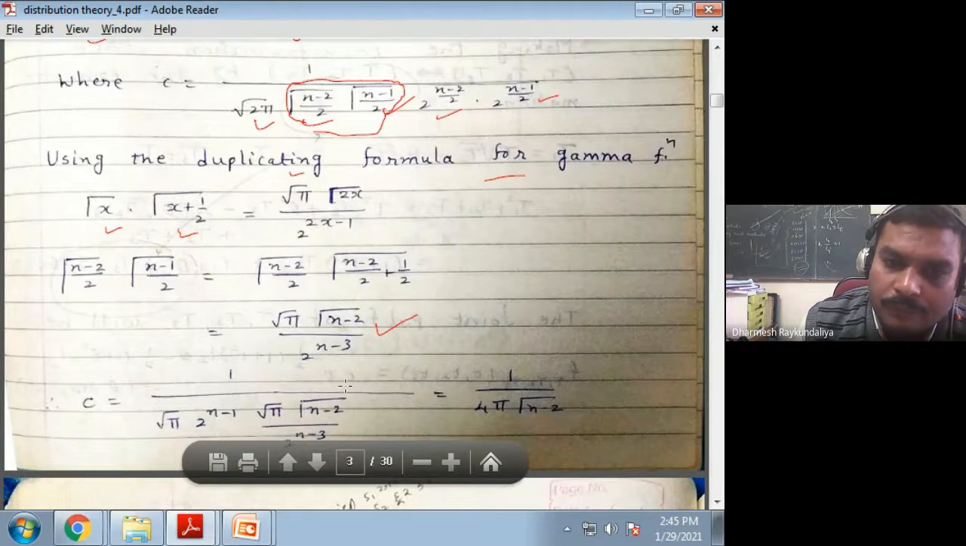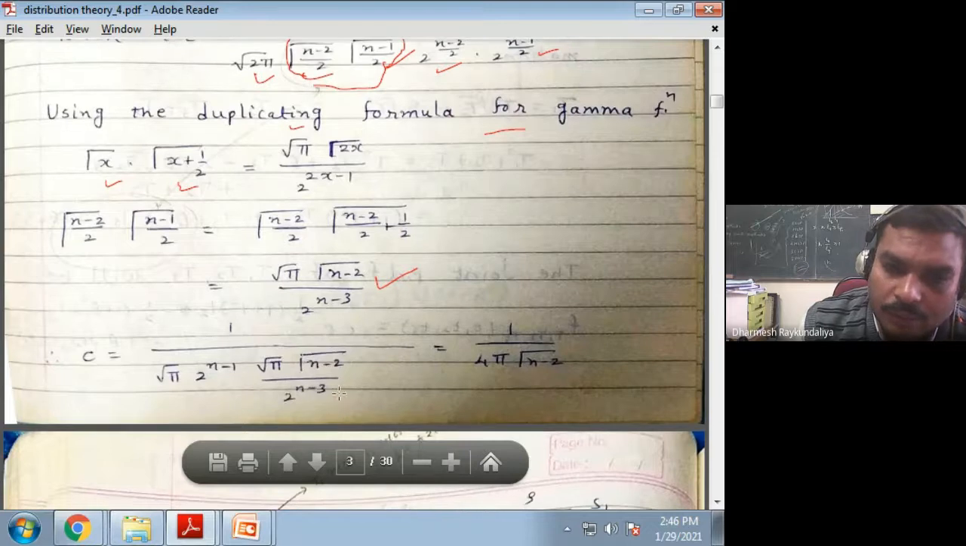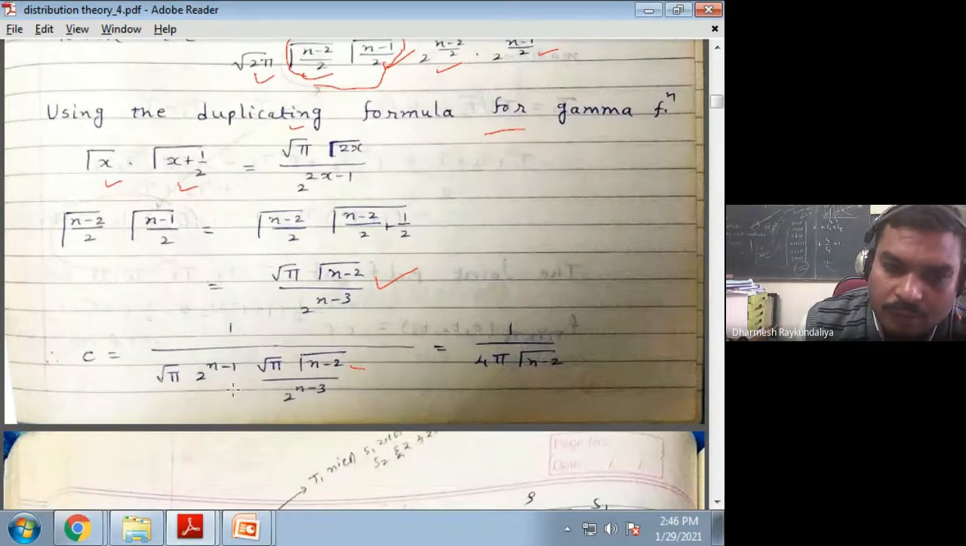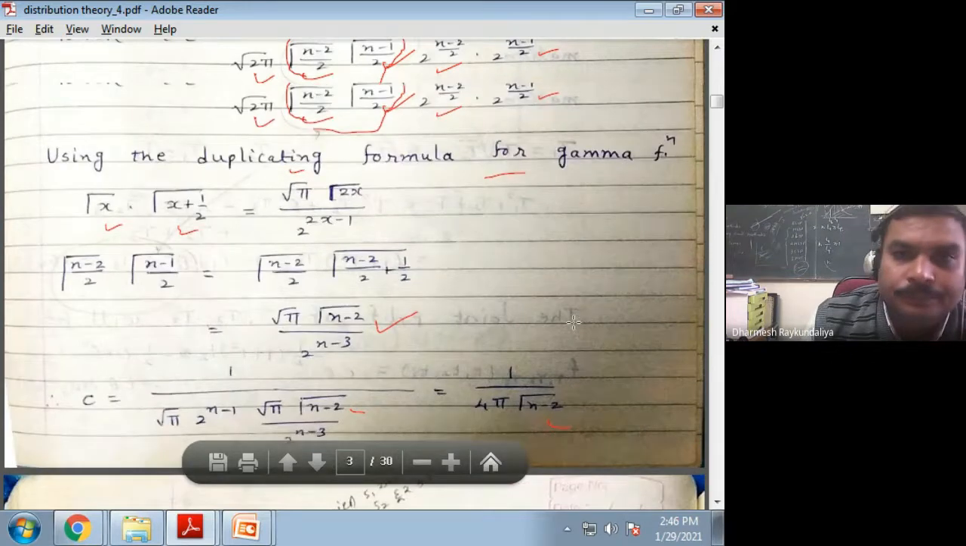Now you have substituted the gamma formula. It is root pi, it is pi. This is 2 raised to n minus 3, and this is 2 raised to n minus 1. So 2 raised to minus 2 is there. If you take this side, it will come here, and 2 squared is 4. So 1 upon 4 pi gamma n minus 2. So this is your constant.